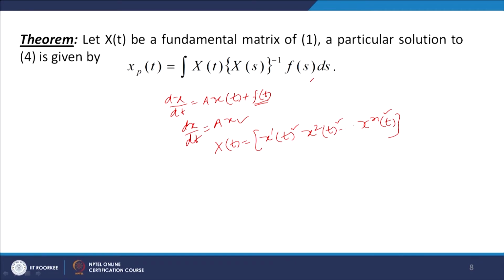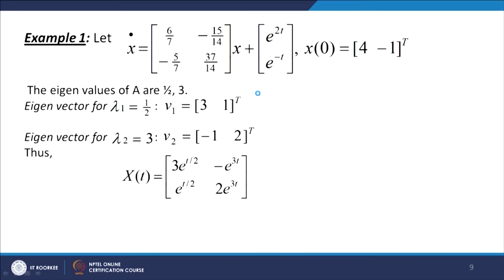Okay. So, we know X_p(t), and then we add X_c(t), the general solution of dx/dt = Ax, to that, and have the general solution X(t) = X_c(t) + X_p(t) of the system 4. So, let us see how we go about it.